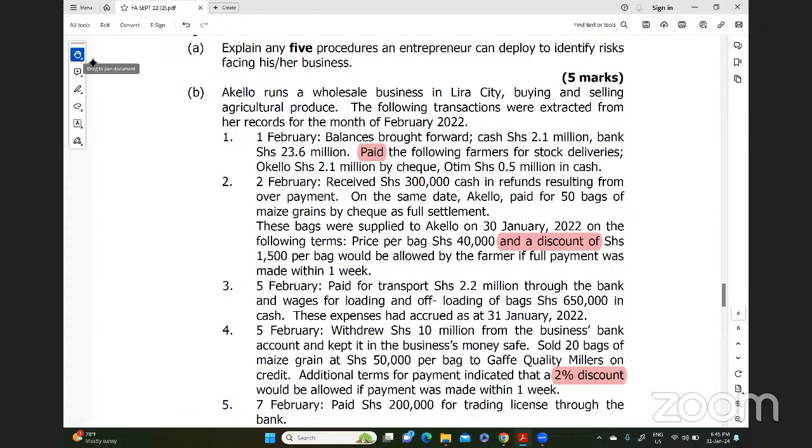Then 2nd of Feb, received 300,000 cash in refunds resulting from overpayment. Full stop. So we are receiving 300 refunds. Are we together? Meaning we have overpaid someone whose name has not been said. So since the name has not been said, we shall just put refund. Okay? So it is a refund of 300,000. Now, we are receiving.